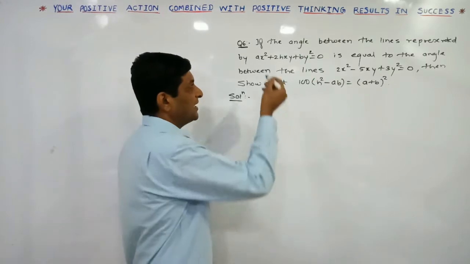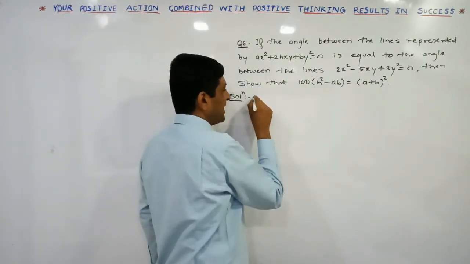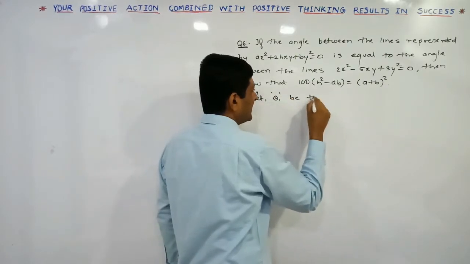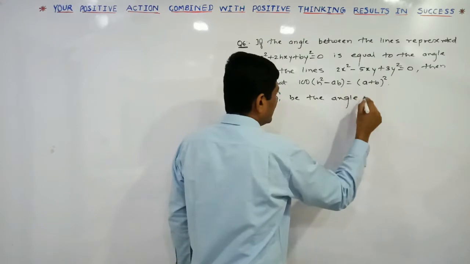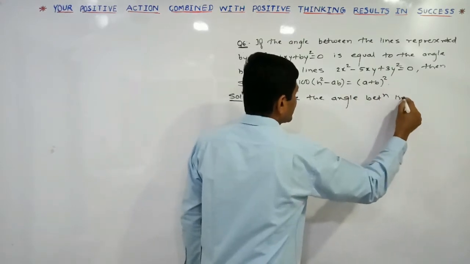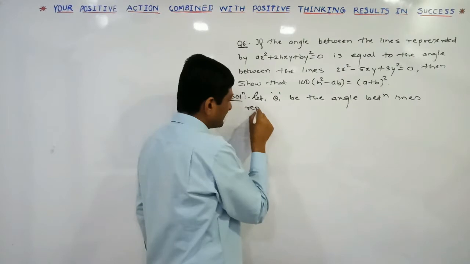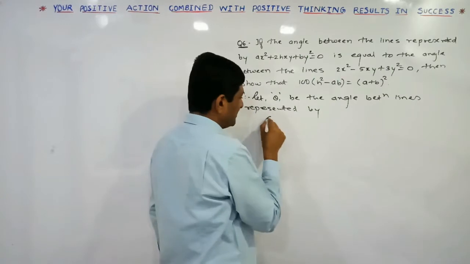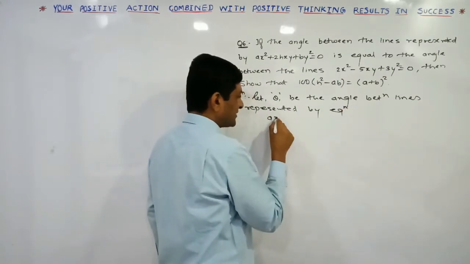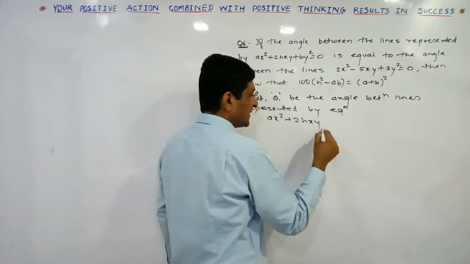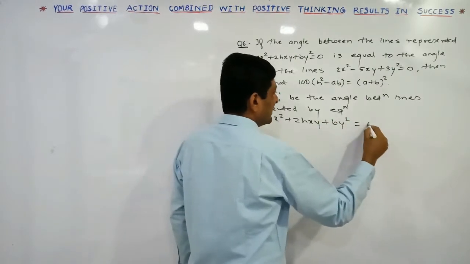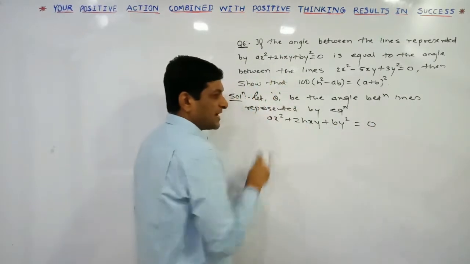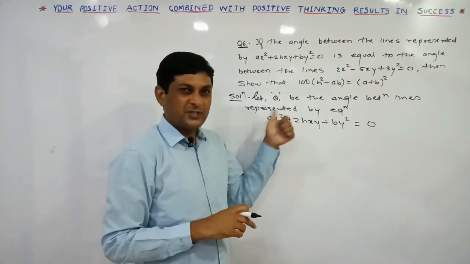So I am denoting the angle between the lines represented by this equation by theta 1. So let theta 1 be the angle between the lines represented by the equation ax square plus 2hxy plus by square is equal to 0. Let us denote it by equation. So we have denoted the angle between the lines represented by the first equation by theta 1.